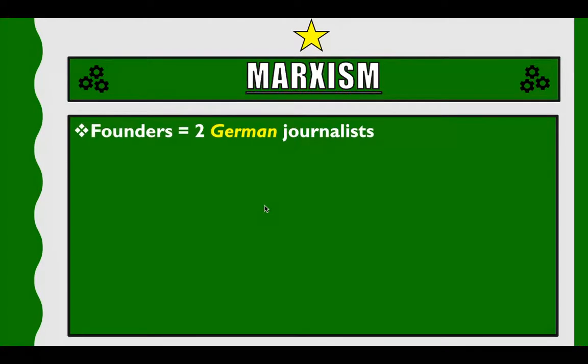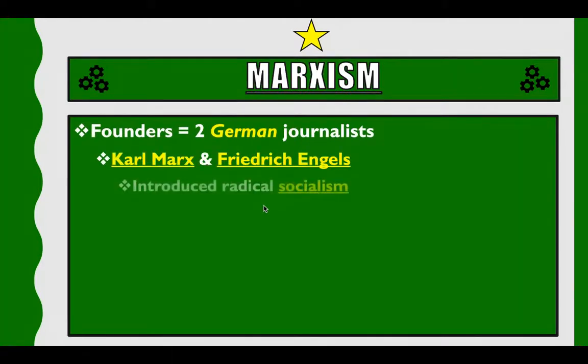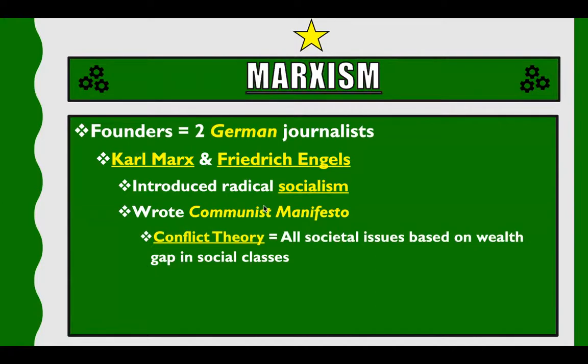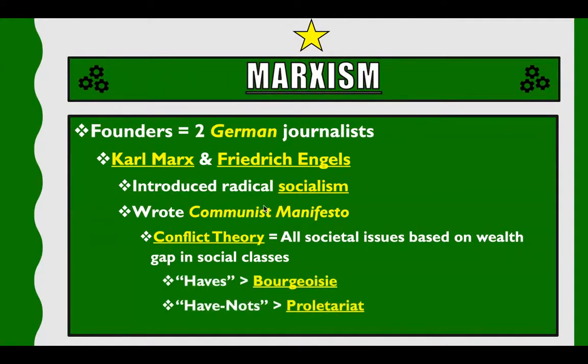So just to have some quick notes about what Marxism is. Founders: two German guys, Karl Marx and Friedrich Engels. They introduce radical socialism, or an extreme form of socialism, in writing the Communist Manifesto. Just to get it down, conflict theory argues all societal issues are based on wealth gaps between the social classes, the haves or the bourgeoisie, and the have-nots, the proletariat.